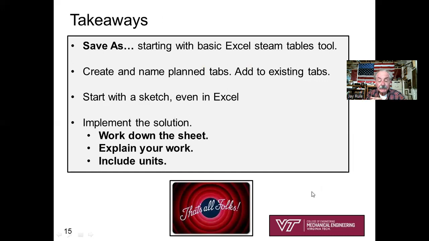Okay, what are the takeaways from this video? Save As was critical. We started with the basic, and there's my blunder again, Excel Steam Tables tool. We started with the Excel Air Tables tool. That's the downfall of copy and paste, isn't it? We created and named the plan tabs. We started with a sketch, even in Excel, okay? And then we implemented the solution. We worked down the sheet, explained the work, and we included units. Okay, so except for that blunder of Steam Tables, stealing slides from my Steam Tables intro, I think it worked out pretty good from scratch.